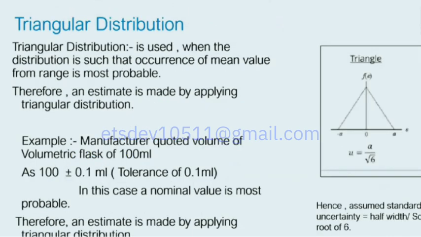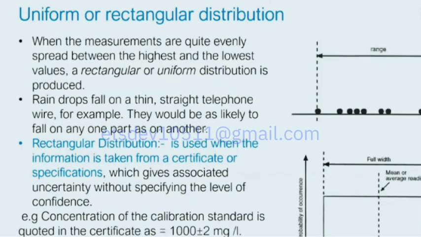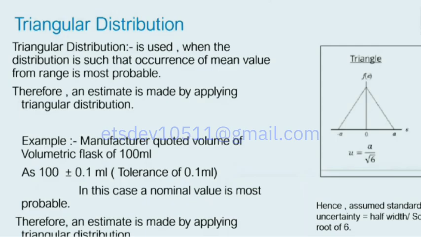Then you have the triangular distribution and the rectangular calculation. What I told you earlier is that the value is divided by √3. And that is the formula. It will be coming later on. I forgot to put it here. And then we have a triangular distribution. The triangular distribution is used when the distribution is such that the mean value occurs either on the left or the right.